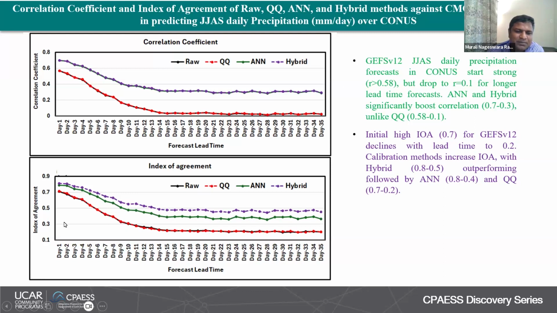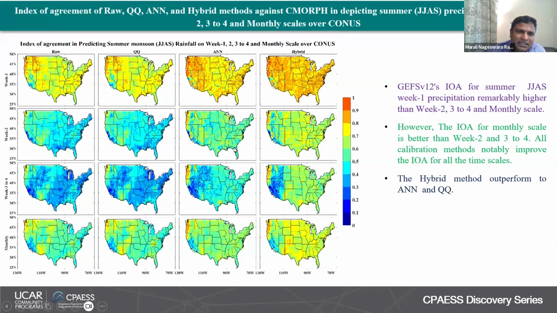A similar improvement can be observed in the case of index of agreement also. But for the index of agreement, for all forecast lead times, the hybrid method outperformed the ANN. This is the index of agreement spatial plot, for week 1, week 2, week 3 to 4 and the monthly case. The index of agreement is higher for week 1 and reduced for week 2, and for week 3 to 4 it is less. The monthly case is higher because week 1 is also involved in it.